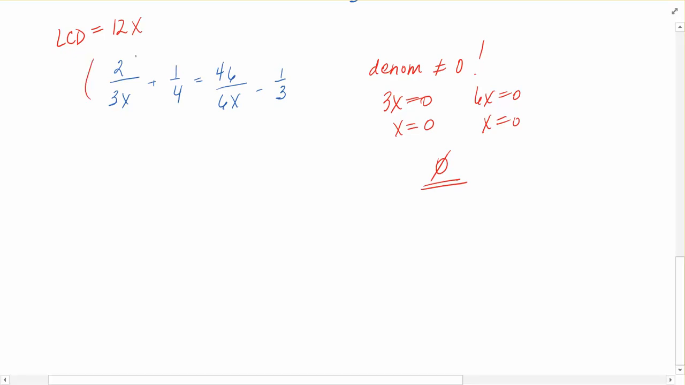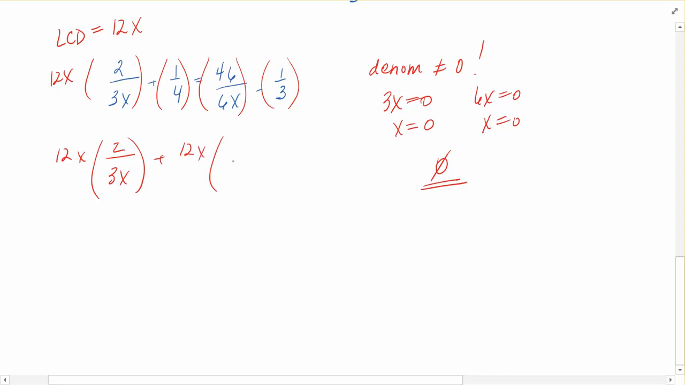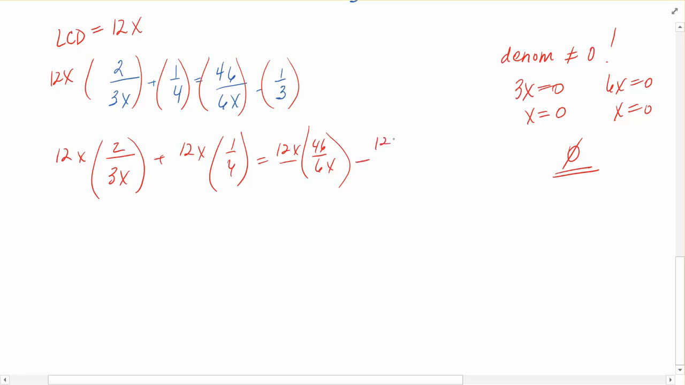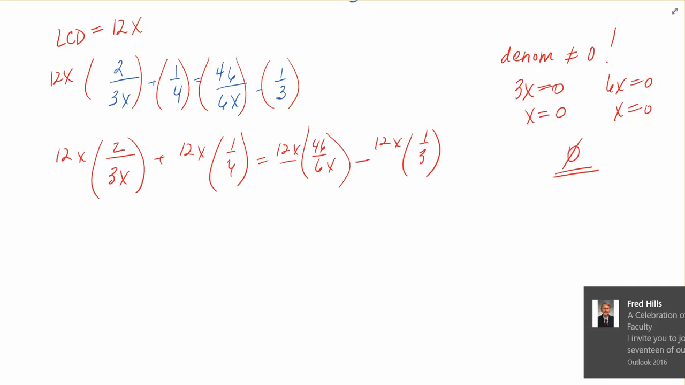So I'm going to multiply each of these four terms by the LCD, or by 12x. And what happens when I do that? I would have 12x times 2 over 3x plus 12x times 1/4 is equal to 12x times 46 over 6x minus 12x times 1/3.